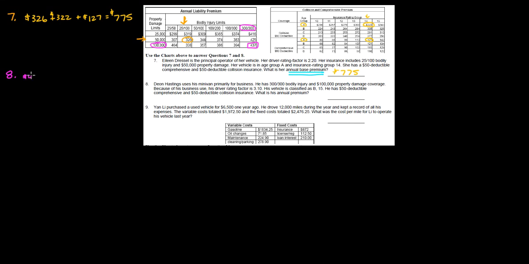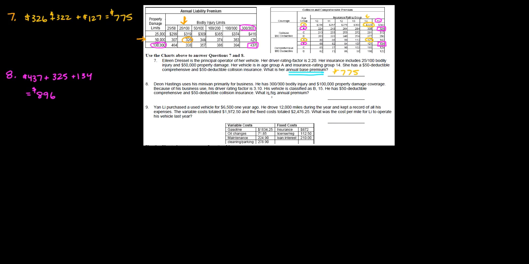So we're going to take that 437, and then it looks like we are in vehicle class 15, and we are in B, and we are in B. So that gives us 325 and 134. So I'll add the 325 and the 134. And what that gives me is a base amount. My base amount is 896.